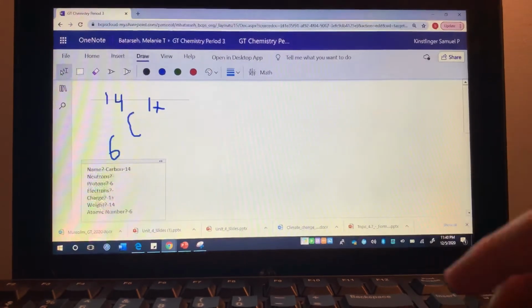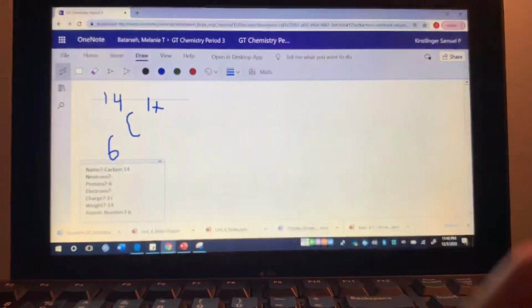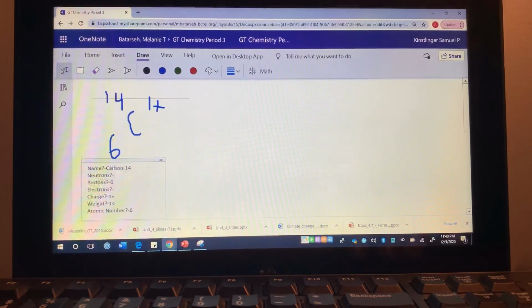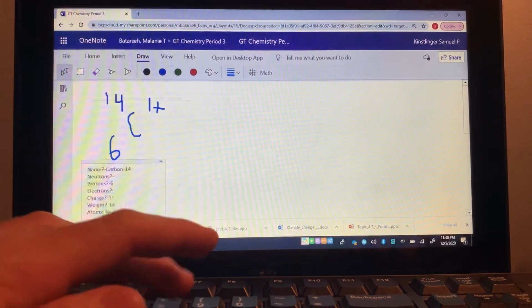So now we have to figure out the neutrons. We know the neutrons plus the protons equals the weight. So 6 plus the amount of neutrons equals 14. We rearrange the equation. We find out that neutrons is 14 minus 6, which is 8. And if we have 6 protons and 8 neutrons, that means the atomic weight is 14. And that checks out, meaning there are 8 neutrons.